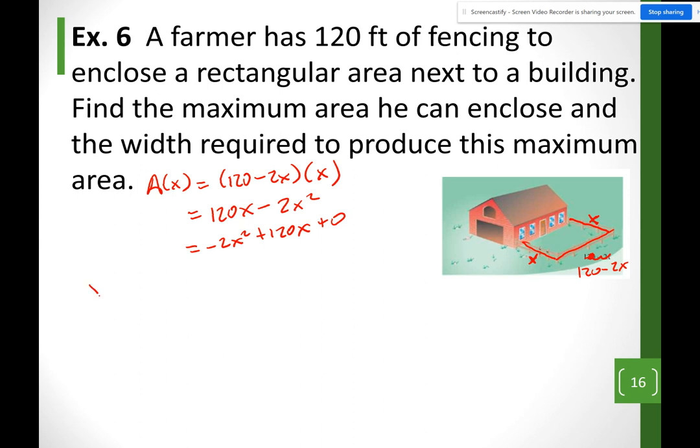Remember, I used to do the formula x equals negative b over 2a. That gives me my x value of my vertex. So I'm just going to say negative 120 over negative 4. Notice that my b is 120, so the negative of b is negative 120. I have to go 2 times a. That's what I got, the negative 4. All right, so negative divided by negative is positive. 120 divided by 4 is 30. So my vertex, I know my x value is 30.